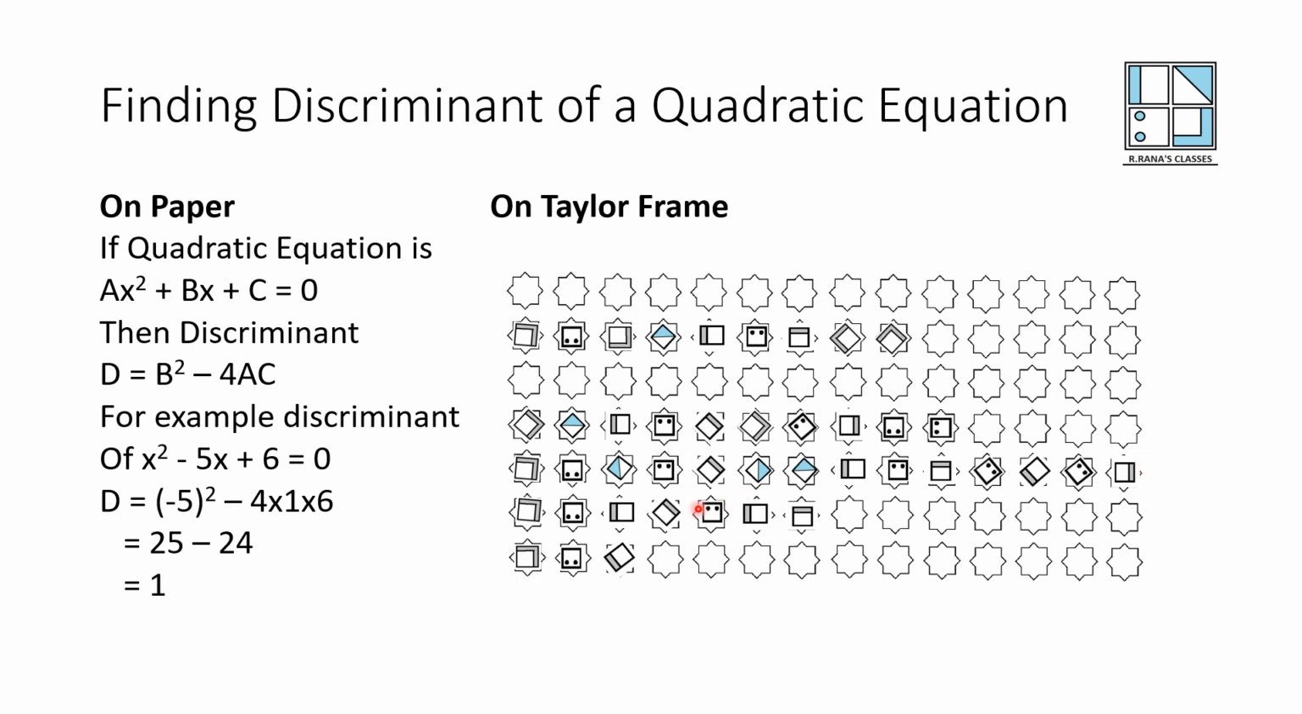This way, discriminant D is equal to 25 minus 24. Discriminant D is equal to 1. Thus, using Taylor frame, we have calculated the discriminant of a quadratic equation.